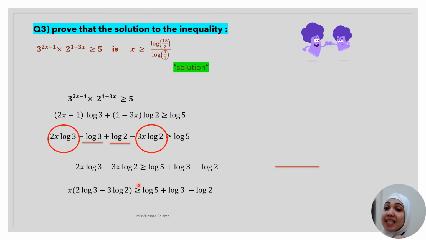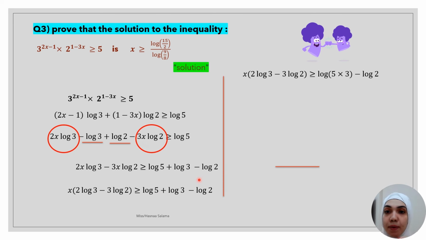Here, we will take x as a common factor. It means here we will have 2 log 3 minus 3 log 2. And this side will be the same until now. Okay, step by step. Be with me.